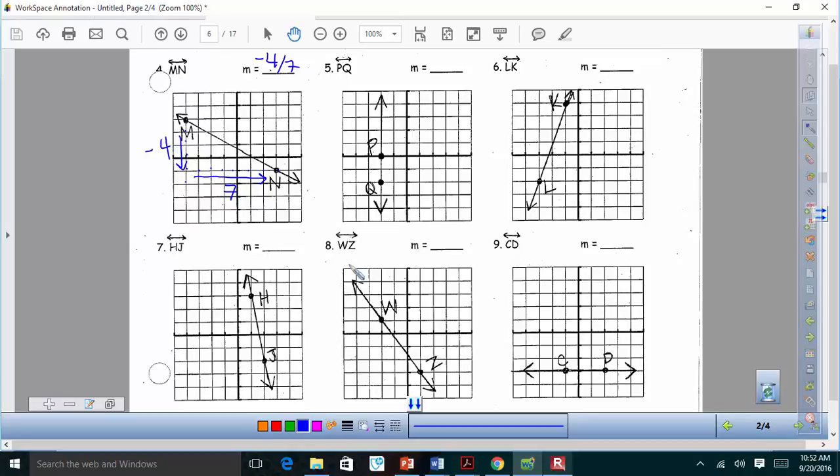Okay, let's look at 5. Now 5, if I start, is there one on the left? No, they're right on top of each other. So I don't go right or left at all. I would just go up. So my right and left is 0. And I went up 2. So what happens when 0 is in the denominator? Very good. It's undefined.